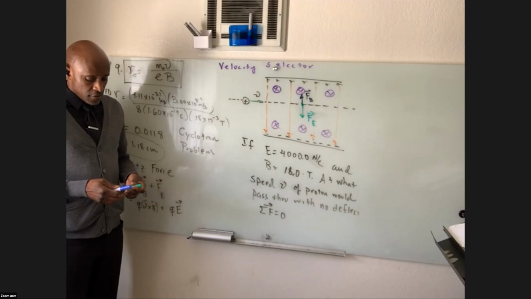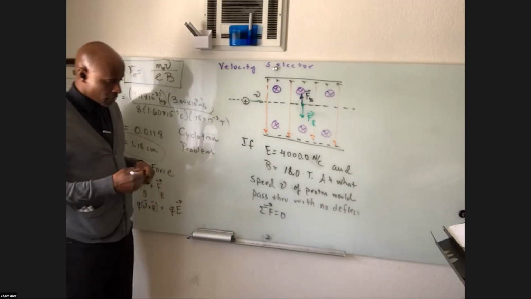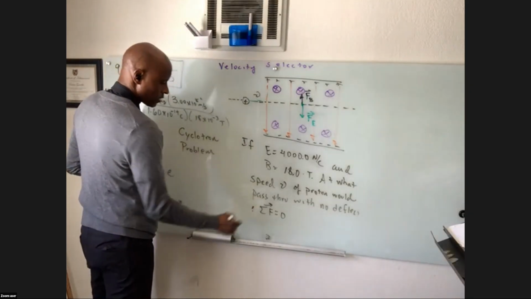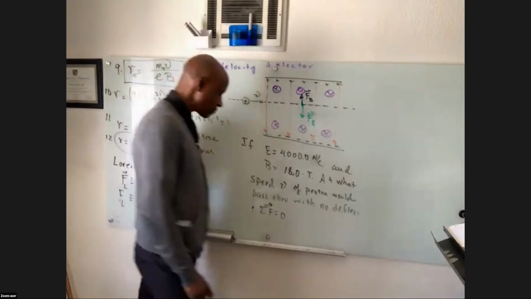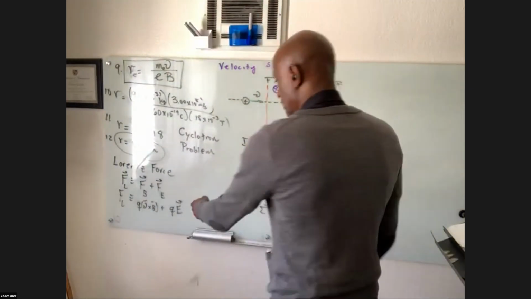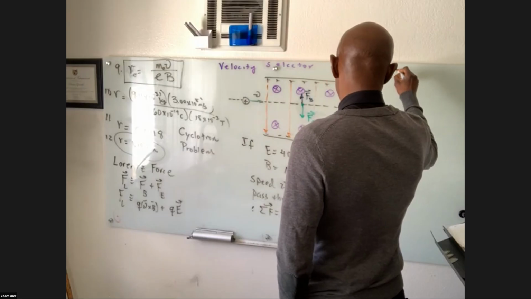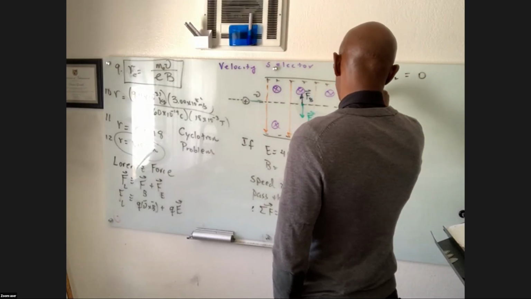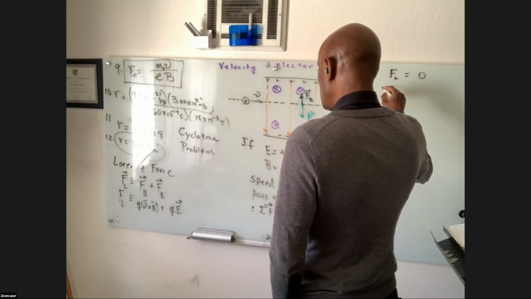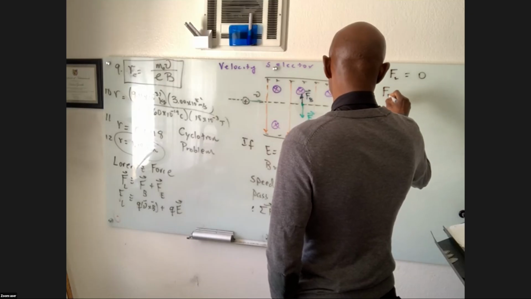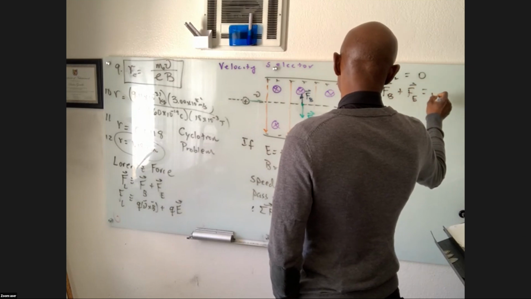You could start from the first law, as I said here. So the net force on the particle is 0. Well, what is the net force? It's the Lorentz force. So F_L equals 0. That's going to be F_B vector plus F_E vector equals 0.